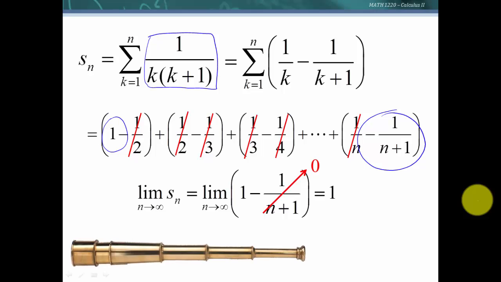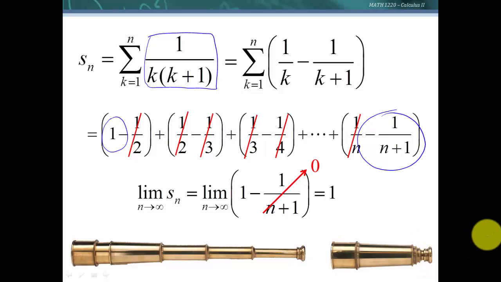This is called a telescoping series, because think of the old-time telescopes like Galileo used, and all of the middle stuff cancels and we're just left with the end. So it's like we collapsed it down and we are just left with the first part and the last part. So when we have a telescoping series, the middle stuff cancels and we've got the first part and the last part, and then we can see what happens as n goes to infinity.